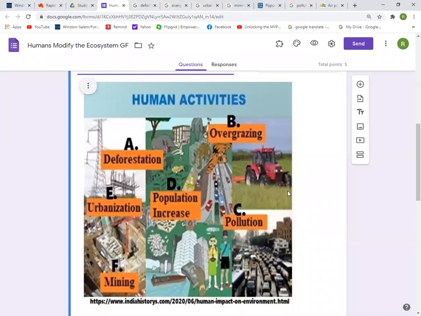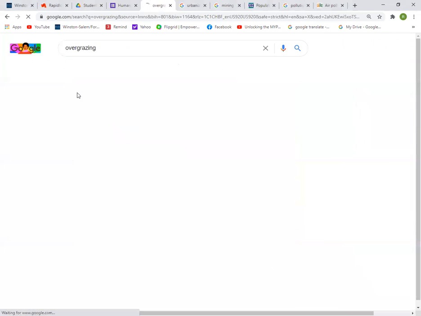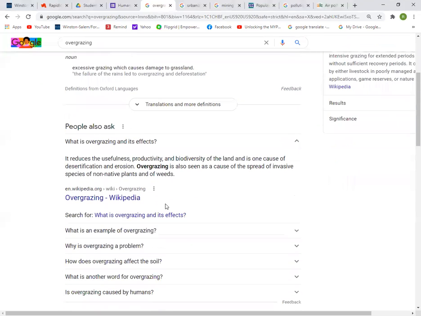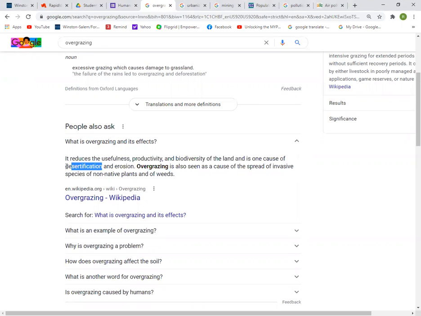The next one is overgrazing. Overgrazing, as we can see here, is the excessive grazing which causes damage to the grasslands. What are the effects of overgrazing? It reduces the usefulness, productivity, and biodiversity of the land and is one cause of desertification.